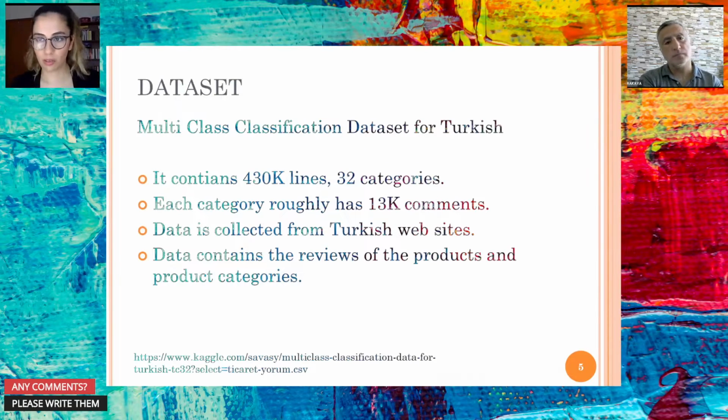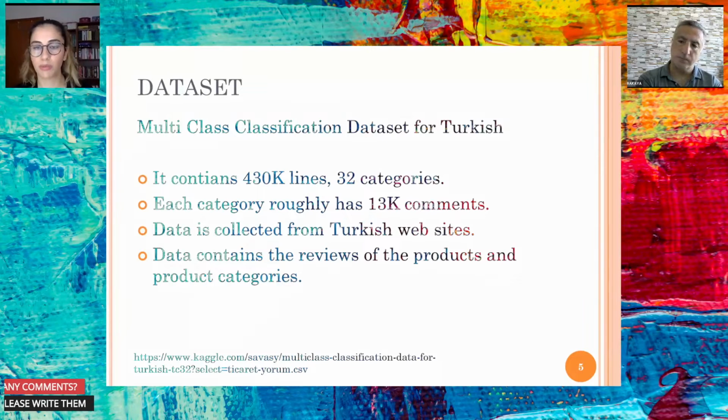So let's look at our dataset. Our dataset name is multi-class classification dataset for Turkish. It contains 430K lines and 32 categories. So each category roughly has 13K comments. Data is collected from Turkish websites, and it basically contains the reviews of some products and product categories. So users write some reviews for some products, and each product has a category.